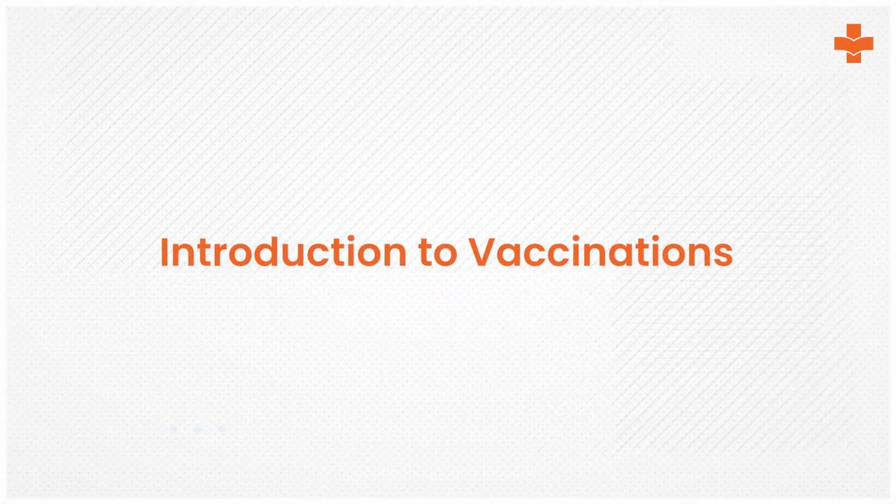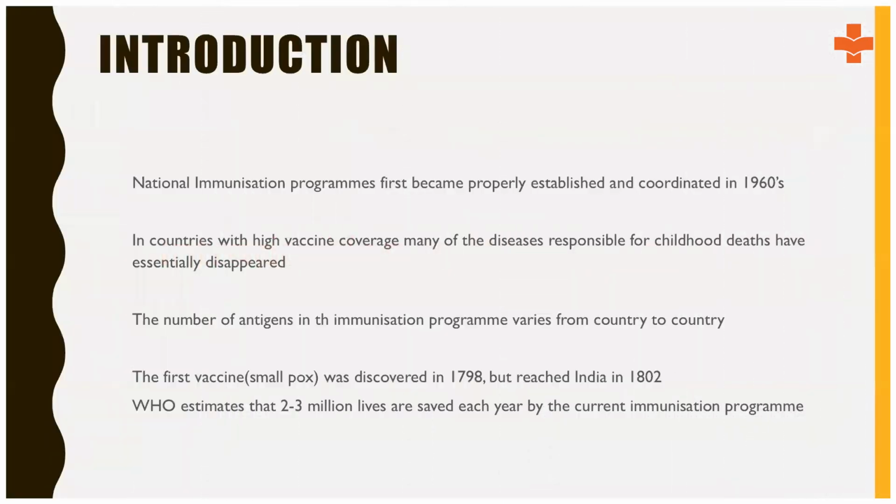The national immunization programs first became properly established and coordinated in the 1960s. By 1900 itself, there were about 2 human virus vaccines, against smallpox and rabies, and also 3 bacterial vaccines, that is for typhoid, cholera, and plague. This is in 1900, by the early stages itself.